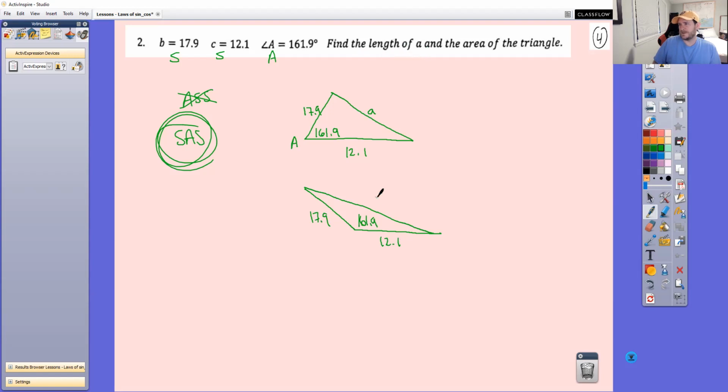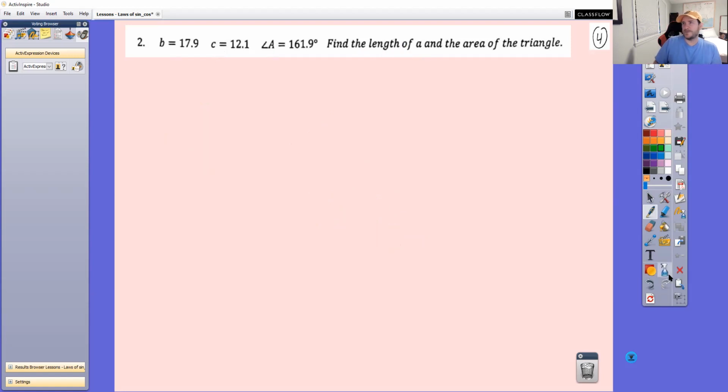They're asking you to find the length of A. You can see that A is going to be significantly longer than either of the other two sides because that angle is obtuse. It's so wide. You should be expecting a much bigger length than either of these, maybe 2 or 3 times bigger. So don't freak out if that happens. Anyway, let's get down to business.